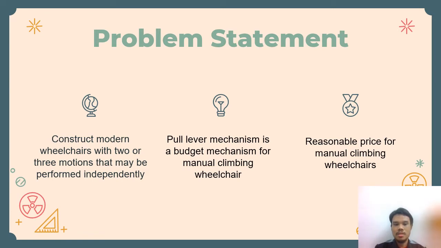For the second and third, the pull lever mechanism is a budget mechanism for manual climbing wheelchairs, at a reasonable price. With other mechanisms on the market, they have to buy highly expensive powered climbing wheelchairs. This is because the majority of wheelchair users are from low-income households.